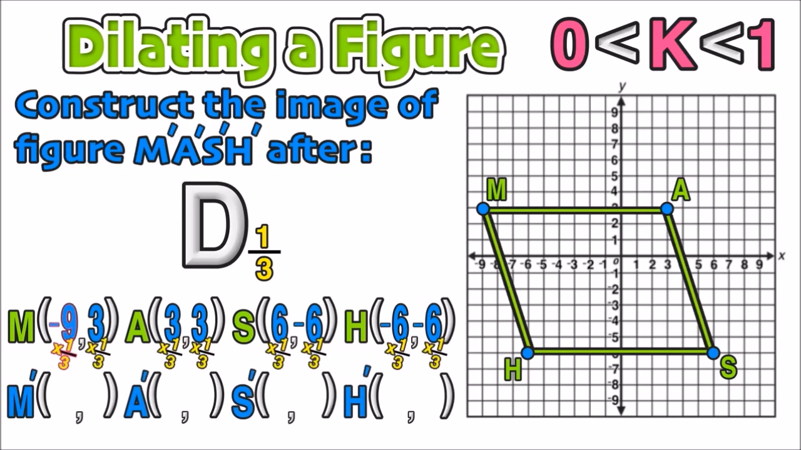We'll start with -9 times 1/3, which equals -3. 3 times 1/3 equals 1. And we will continue this process of multiplying each x and y coordinate value by 1/3 to find the coordinates of A prime, S prime, and H prime.